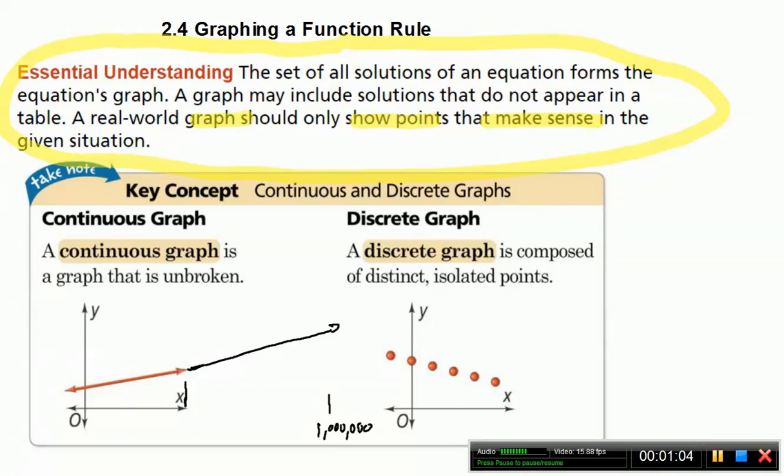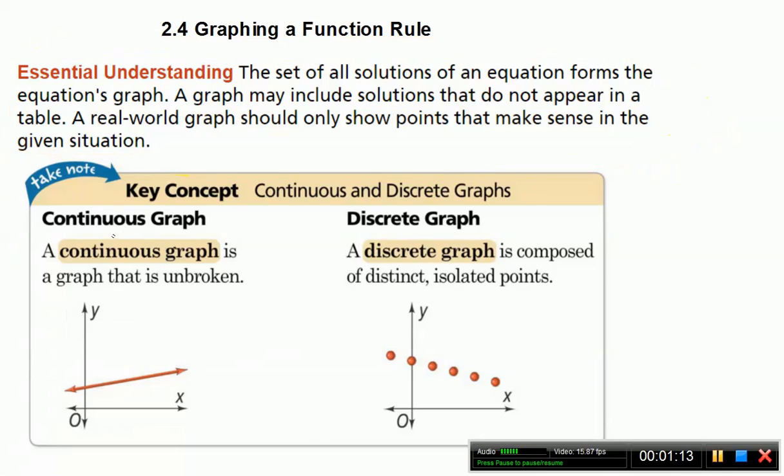So here you can see how this is within a certain range, and it shows kind of what's going on. And that's what you want to do for this section. So we'll be talking about continuous graphs and discrete graphs, and then finding what's a reasonable set of numbers we can use to show the graphs. Let's go on to the first example.